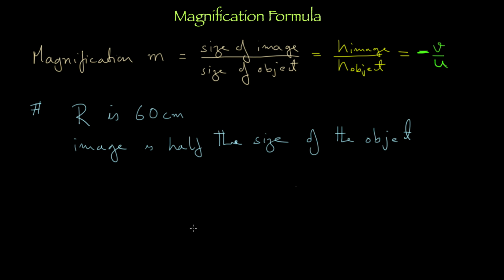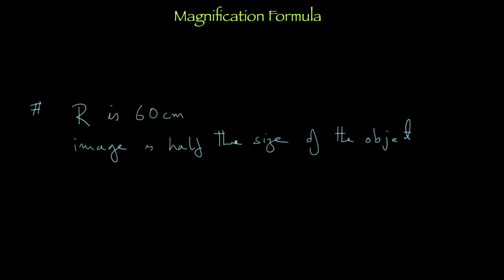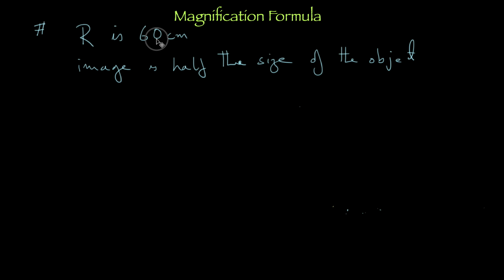Okay, guys. So what does it say? It says that we have a curved mirror and the image is half the size of the object. What does it tell you? Yes, guys? Which is minus. So that there can be two cases, right?